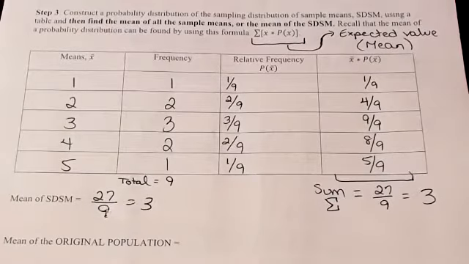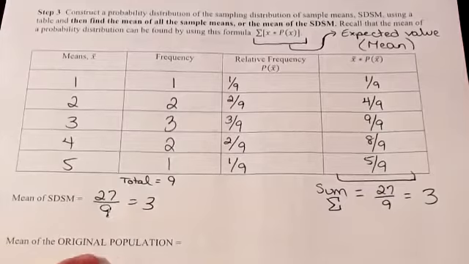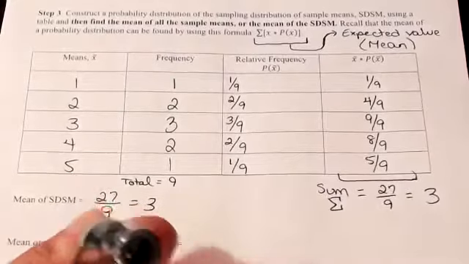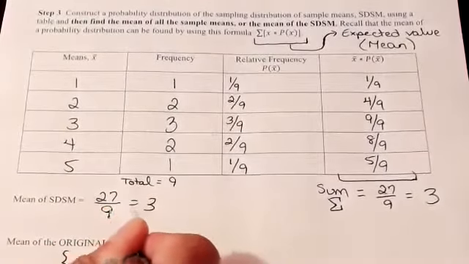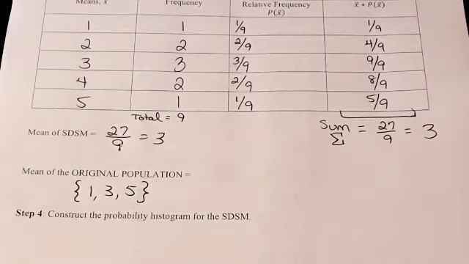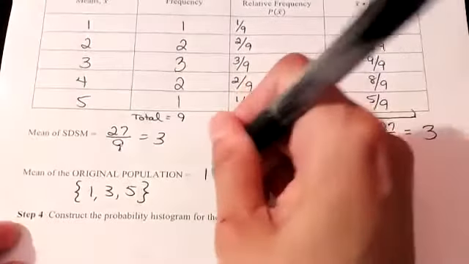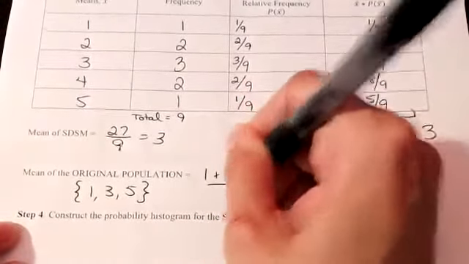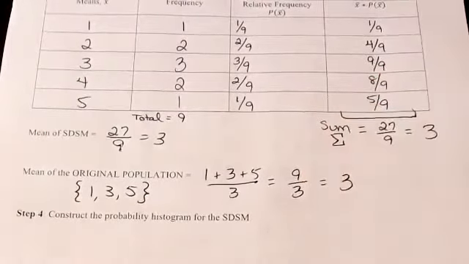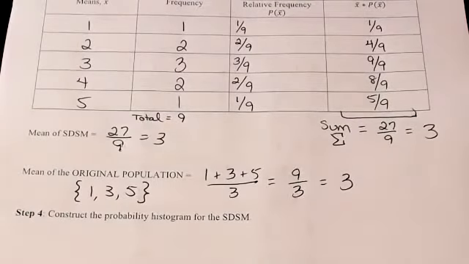Super cool. Next, we want to find the mean of the original population. So when we think of the original population, the population was the set of 3 particular values, 1, 3, and 5. Well, how do you find the mean of that population? Easy. You add the numbers together and you divide by however many values you have. When we do this math, we find that the mean of the original population is actually also 3. That's very, very interesting.